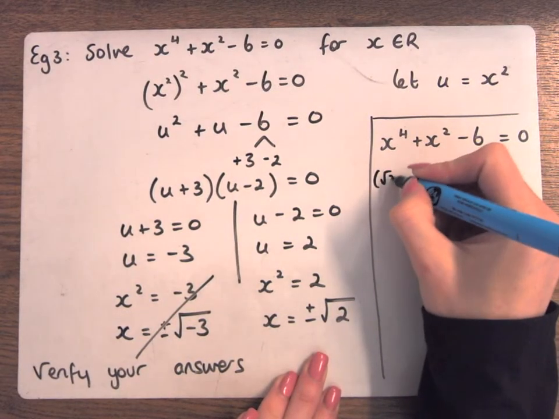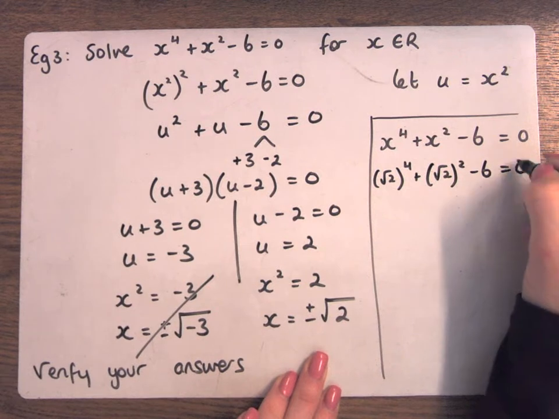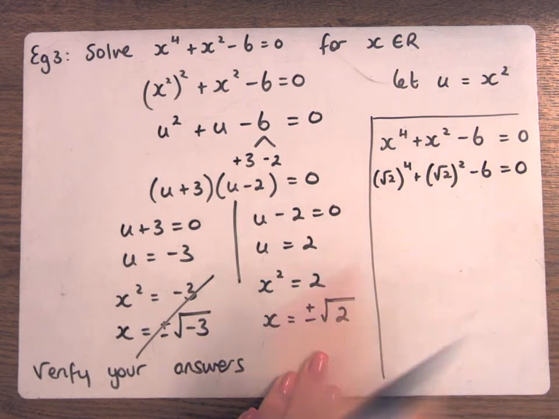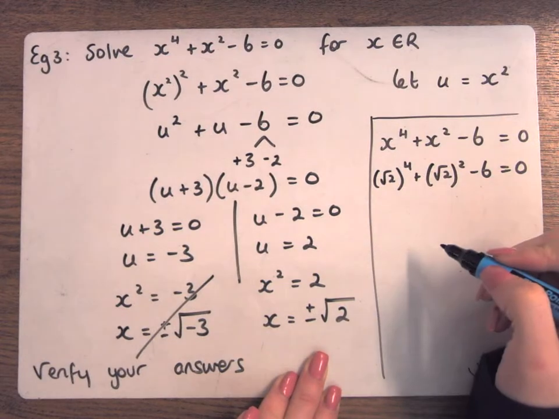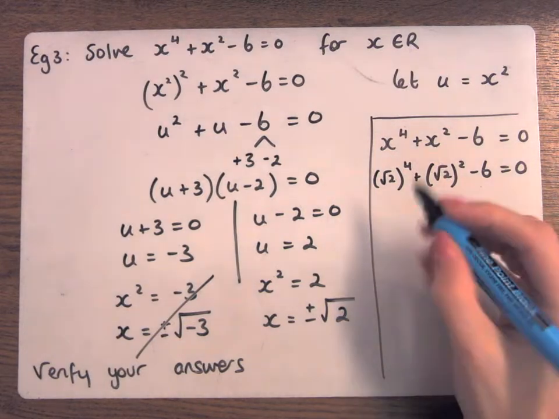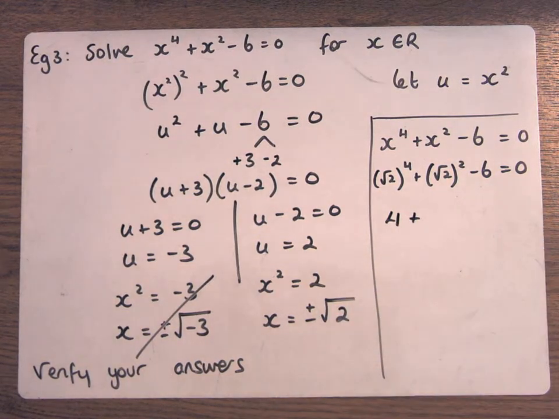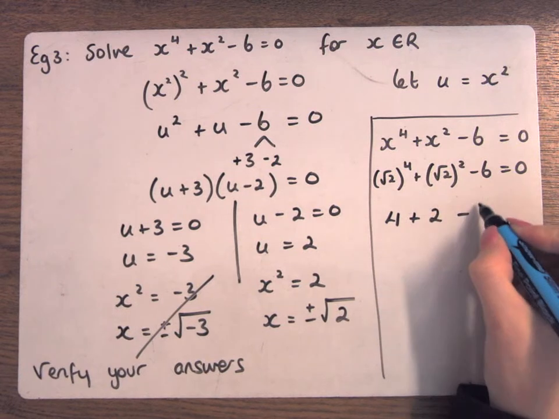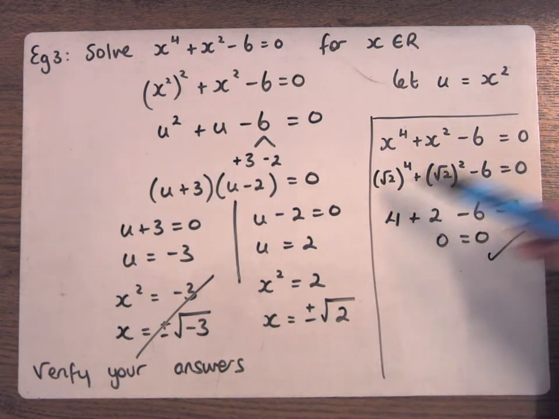So root 2 to the power of 4, plus root 2 squared, minus 6 equals 0. And I just throw that into my calculator. What's root 2 squared? 2. Lovely. 0 equals 0. So that's a solution. Root 2 is a solution.